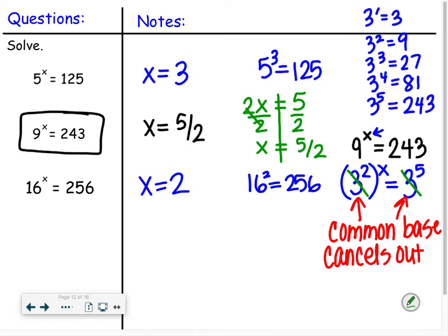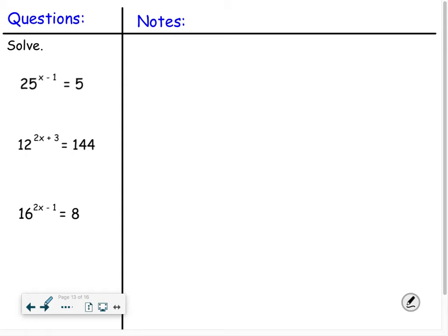So we are working with rational exponents, so you can expect when you solve your equations to see some rational exponents. So the value for x does not have to be a whole number. Now we have 3 more to try out like this.